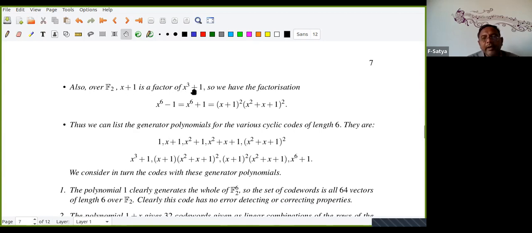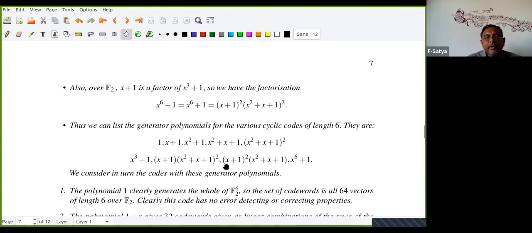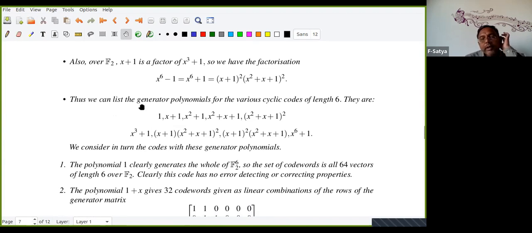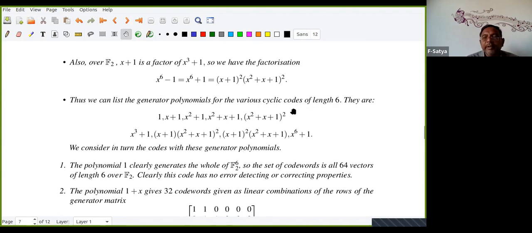So x plus 1 is a factor. Finally you know that x cube plus 1 is x plus 1 into x square plus x plus 1. So totally x power 6 minus 1 is this, right? Thus we can list the generator polynomials for various cyclic codes of length 6. In total, how many will there be? How many irreducible factors are there for x power 6 minus 1? Though it is repeated, don't worry.